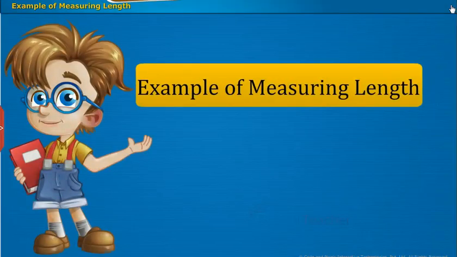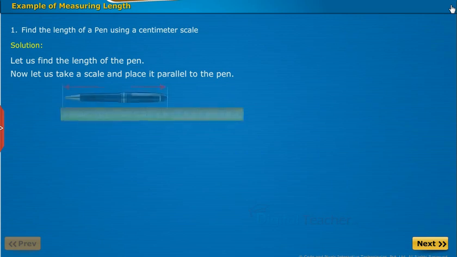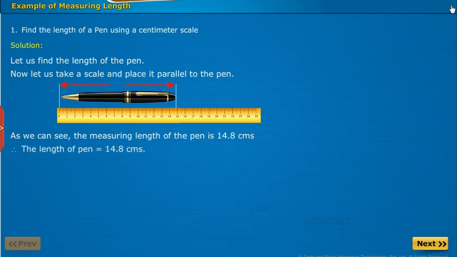Let us see an example of measuring length. Find the length of a pen using a centimeter scale. Let us find the length of the pen. Now, let us take a scale and place it parallel to the pen. As we can see, the measuring length of the pen is 14.8 centimeters. Therefore, the length of pen is equal to 14.8 centimeters.